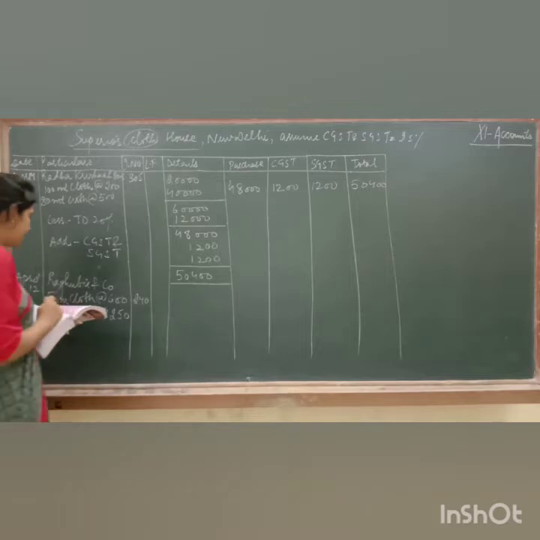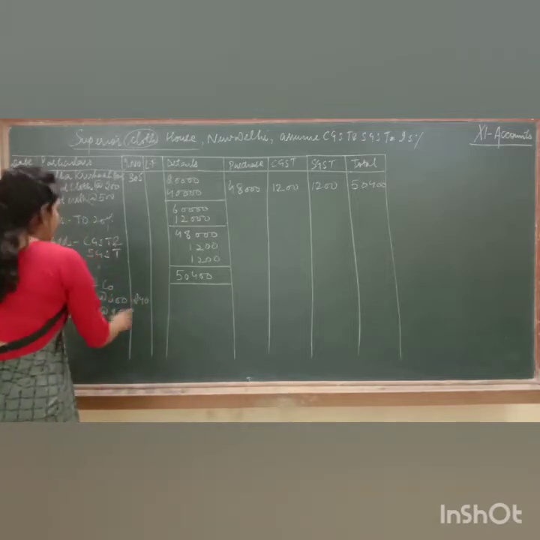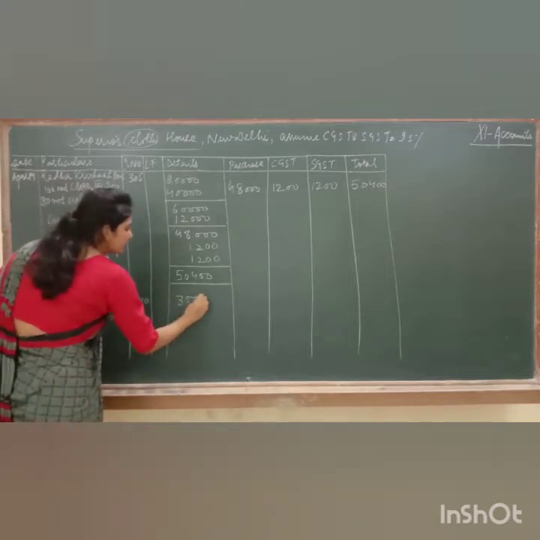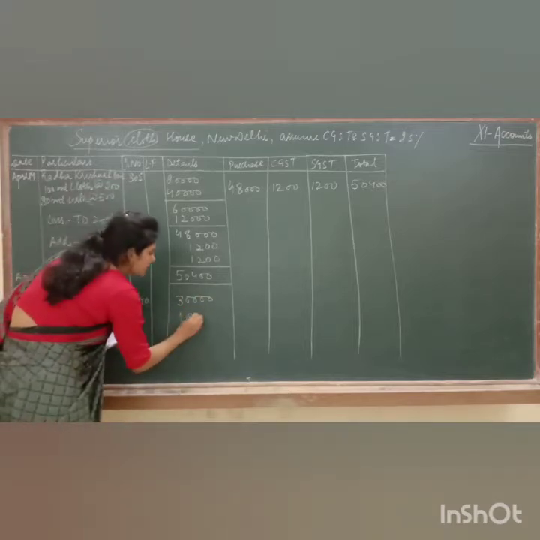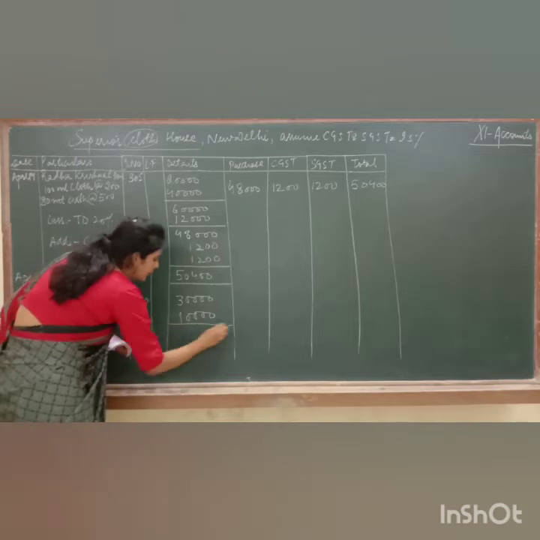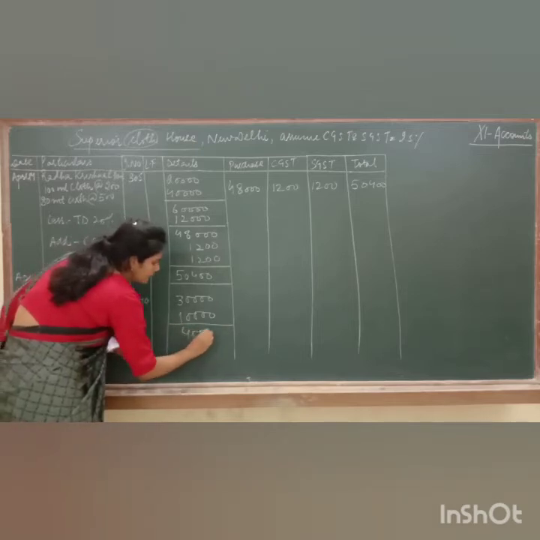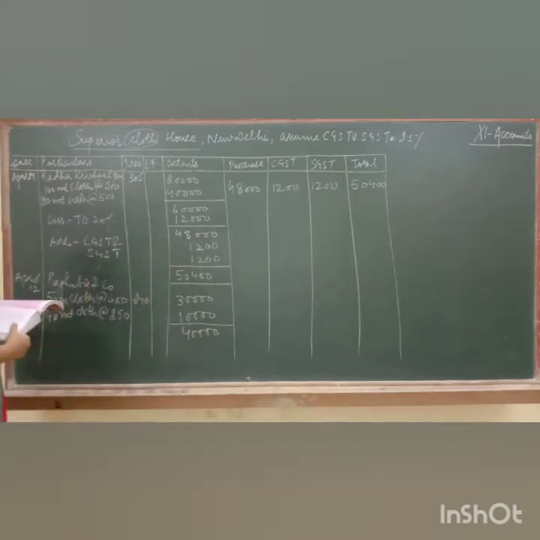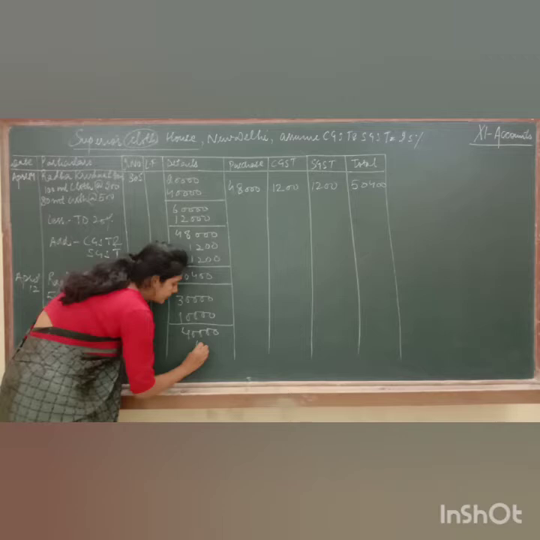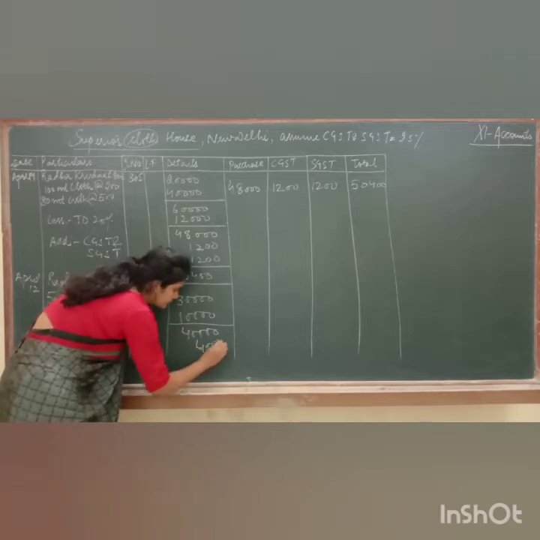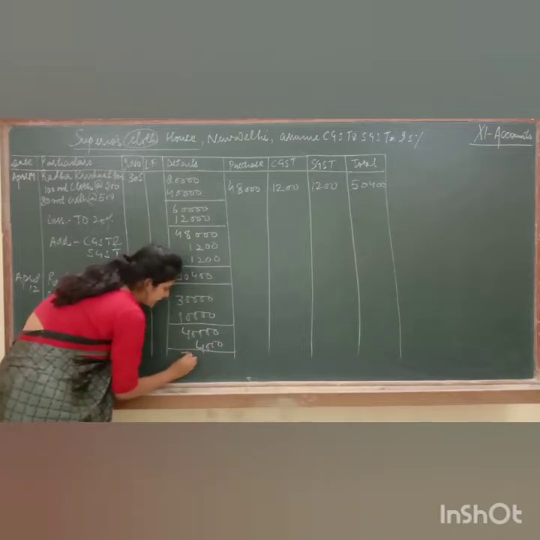Then write in the detail column. It will be 50 into 600, 30,000. Then 40 into 250, 10,000. So total we have purchased for 40,000. Then what else is given to us? Trade discount is 10%. Okay, so less trade discount 10%, subtracted. It is 36,000.